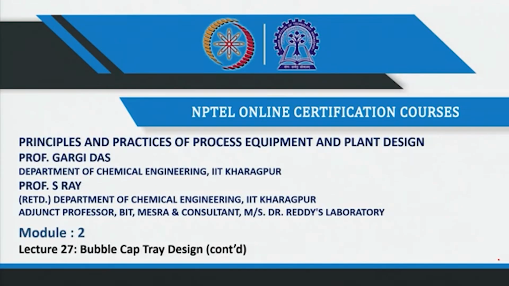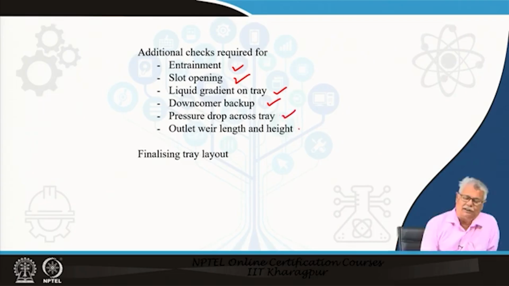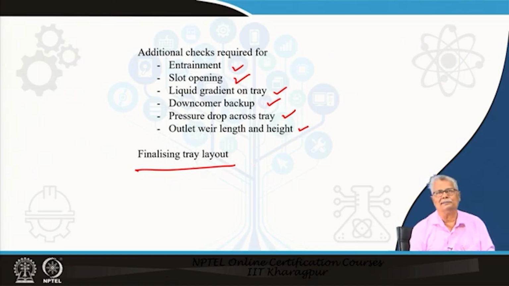Hello all, I will be continuing with the bubble cap theory design, and this is the second class on the same topic. What we had concluded at the end of the last class was this: we require additional checks for entrainment, slot opening, liquid gradient on tray, downcomer backup, pressure drop across tray, and outlet weir length and height. And definitely we had to finalize the tray layout. That means where to place the vapor dispersers.